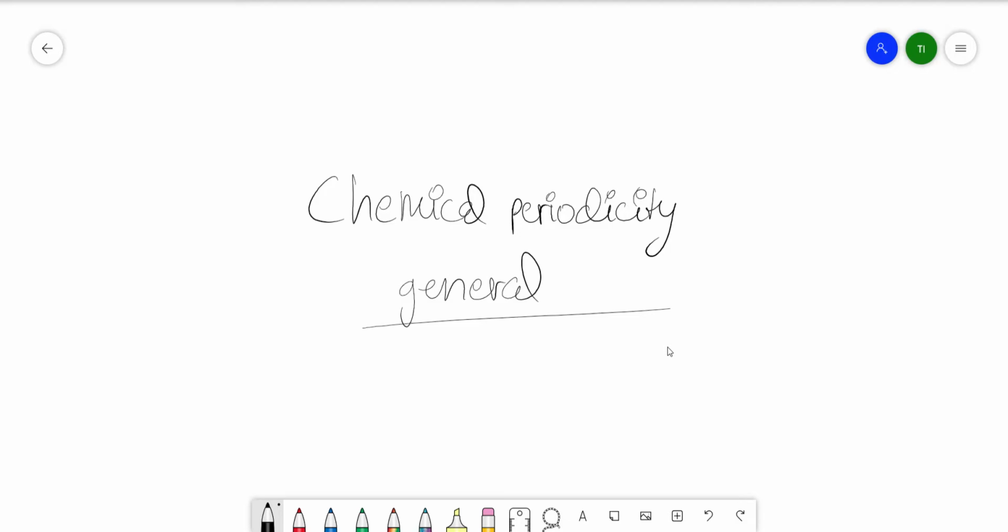Hello everyone. Today we'll be moving on with chemical periodicity of chemistry, CIE A-Level chemistry. I've split this lesson into three parts and merged them also with group 2 and group 17. The first part will be covering the general periodicity, which is mainly across the third period in our syllabus. Then in the second part, we'll talk more about the trends in group 2, and in the third part, we'll talk more about trends in group 17.